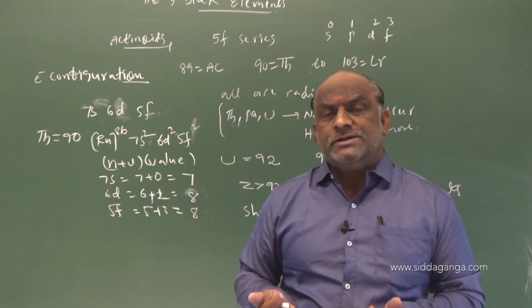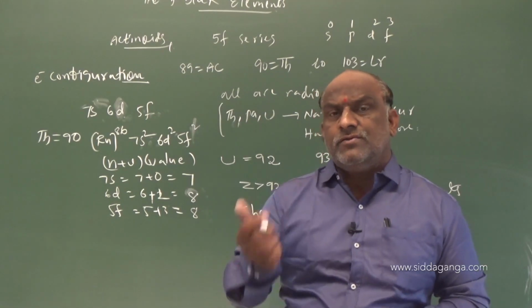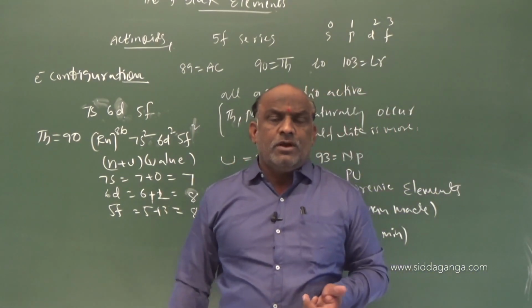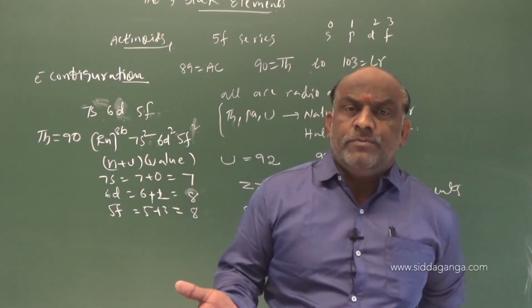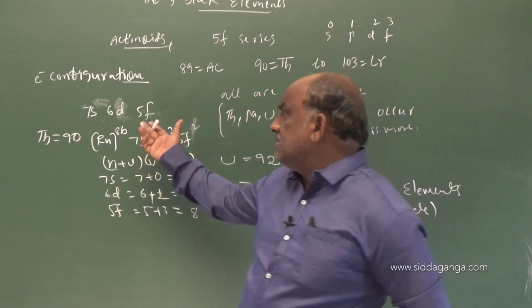How does bond formation take place? Bond formation takes place with respect to the number of unpaired electrons only. More unpaired electrons, more bonds. Fewer unpaired electrons, fewer bonds. But your gap is minimum.